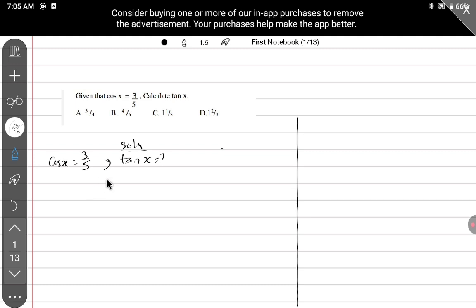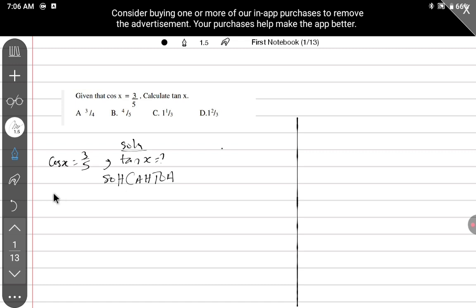Now, what is the SOHCAHTOA? You have the SOH, the CAH, and the TOA. So that means sine is equal to opposite over hypotenuse, cos is equal to adjacent over hypotenuse, tan is equal to opposite over adjacent. So that is it. But we're told to find what? Tan s, and tan s is equal to the opposite over adjacent. That is what we're told to find.